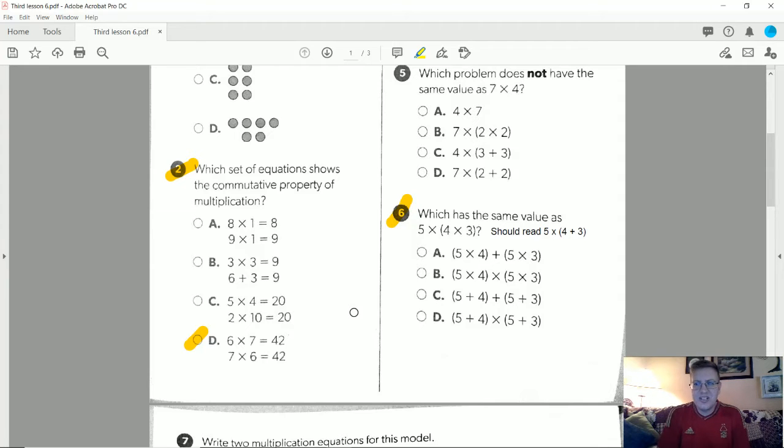Number 6, which has the same value as this? So this is our one with a typo. This was supposed to be a problem that practices the distributive property. So the problem should read 5 times 4 plus 3.